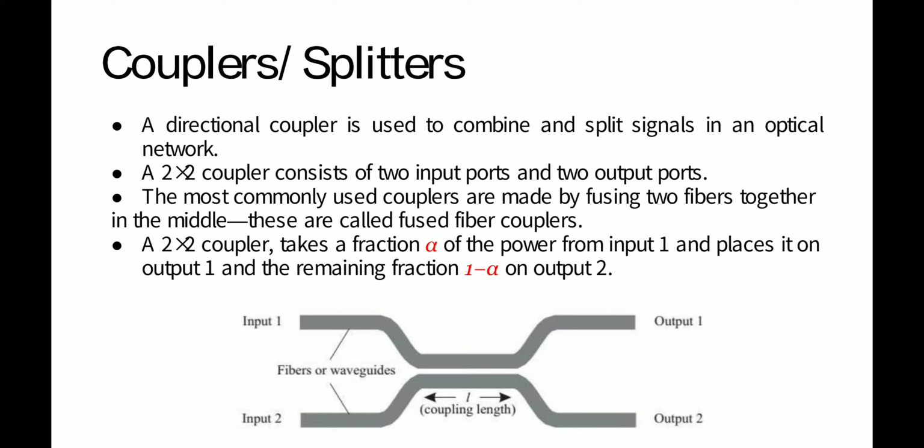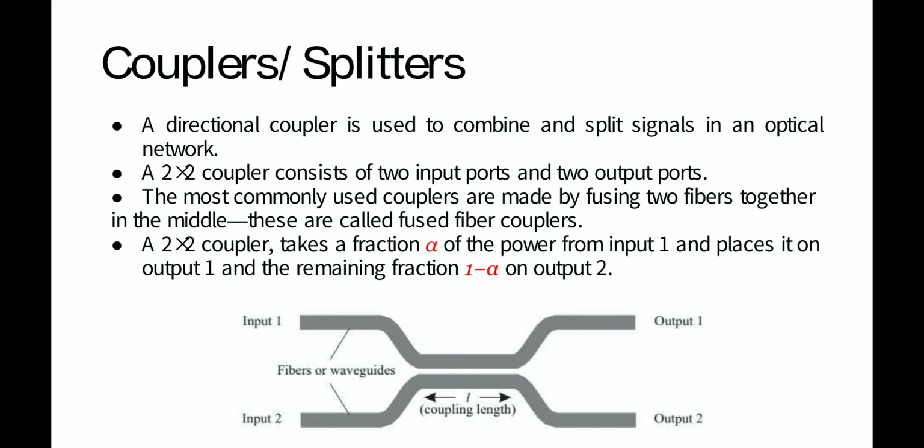So, a directional coupler is used to combine and split signals in an optical network. A 2 into 2 coupler consists of two input ports and two output ports. You can see in the diagram there are two input ports and two output ports. The most commonly used couplers are made by fusing two fibers together in the middle. These are called fused fiber couplers.